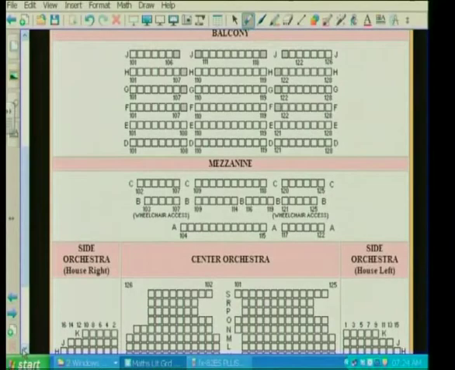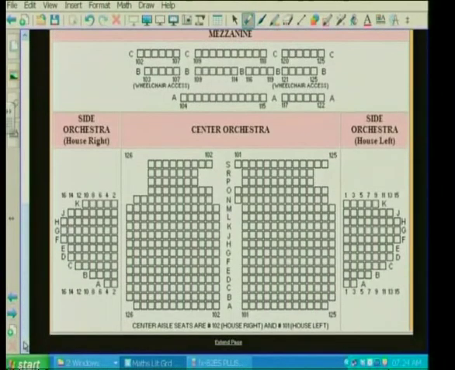So as you look at this, you need to say, well, let me see what we've got there. There's also some other words. For example, here in the mezzanine section, it says wheelchair access. And if we go down a little bit further here, right at the very bottom of our screen, it says center aisle seats are number 102 house right and number 101 house left.